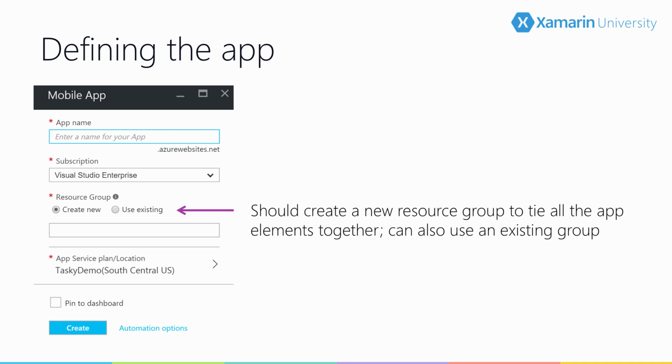We also need to associate this mobile service with a resource group. This provides an easy way to find all the resources that are involved in this service. You can create a new resource group, which is the default, or you can use an existing group if you already created one, or if you want this service to be grouped with some other services.